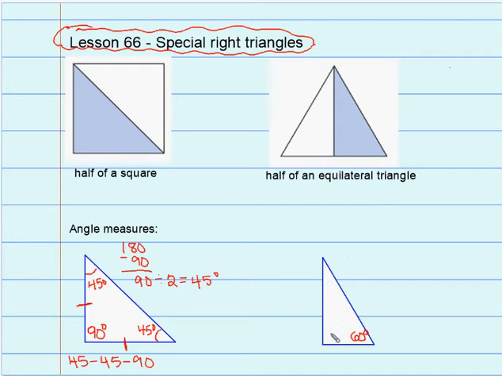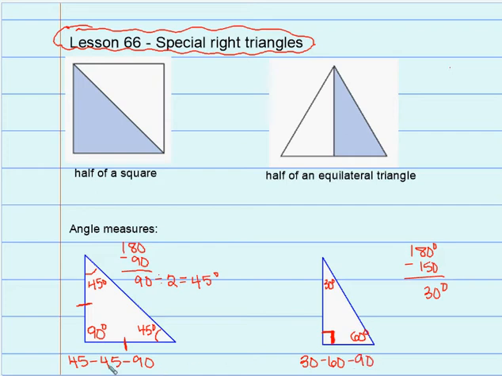We also know that this is 90 degrees because we're talking about a right triangle, so we need a right angle somewhere. So that makes this angle at the top the smallest angle. 90 plus 60 is 150, so 180 degrees minus 150 leaves us with 30 degrees for this angle here. Okay. This triangle is often called a 30, 60, 90 triangle.